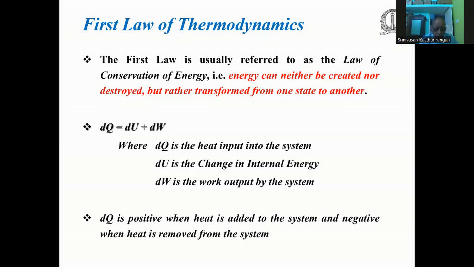Now, there are some sign conventions which people always follow. dQ is taken as positive when heat is added to the system, and is taken as negative when heat is removed from the system.